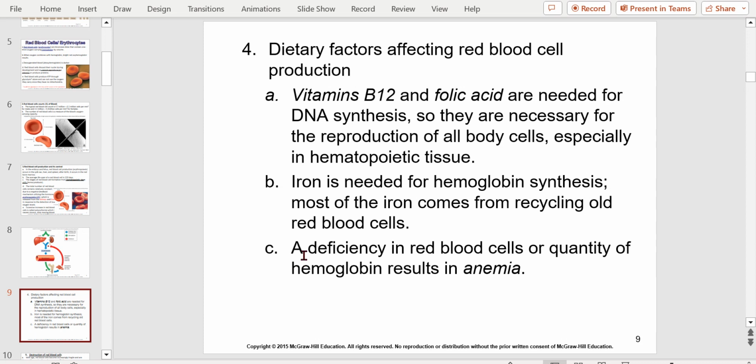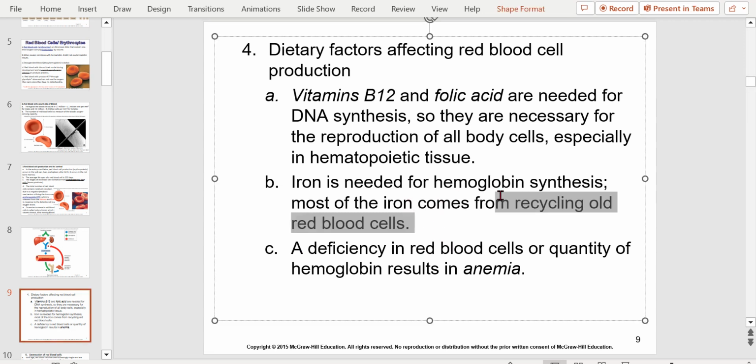Dietary factors affecting RBC production. Vitamin B12 and folic acid are needed for DNA synthesis, so they're necessary for the reproduction of all body cells. Iron is mainly recycled and kept. But when you're talking females, through menstruation they will tend to lose quite a bit of iron on a monthly basis, so they can suffer from iron deficiencies.